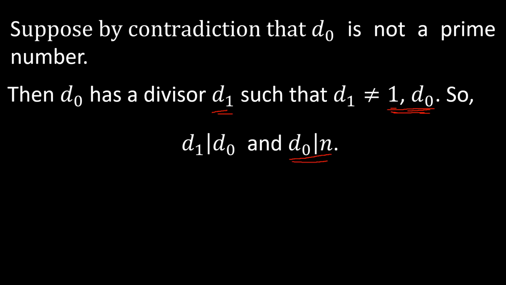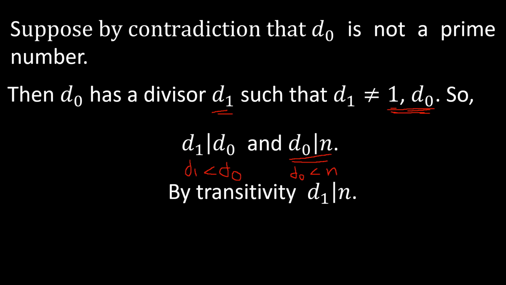Now one important thing I want to mention here is this one. d1 is in this case strictly less than d0, and the reason for that is because d1 is less than or equal to d0 because of the first lemma we saw, and also because d1 is not equal to d0. Also d0 is strictly less than n, because d0 is a proper divisor of n, so it's not 1 or n.